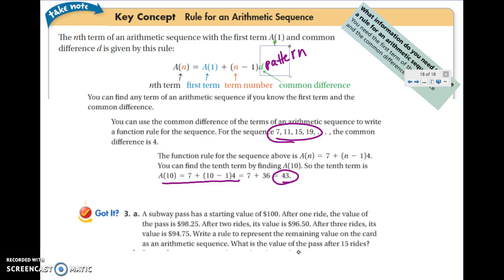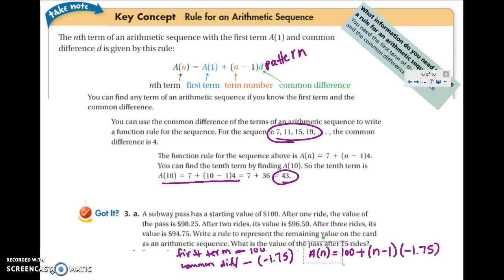Take a second and look at this problem down here and see if you can figure out a rule for this arithmetic sequence. See if you can find the function rule. Okay, so the first term is 100. The common difference, so if you go from 100 to 98.25 to 96.50 to 94.75, you see that you're subtracting 1.75 each time. So there's your common difference.